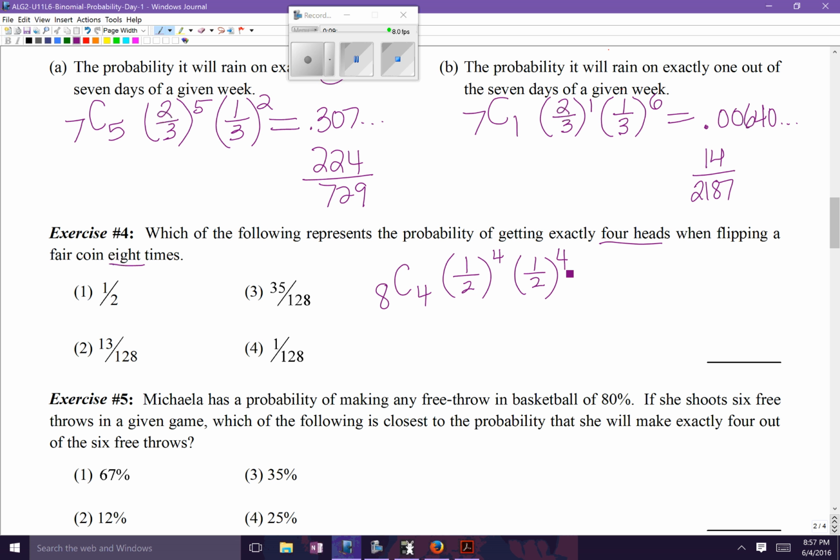And if you notice in all of these examples, the exponents, 4 plus 4 is 8. 1 plus 6 is 7. 5 plus 2 is 7. So your exponents will always total the number of trials, which kind of makes sense if you think about it. So if you put that in your calculator, and again, please be very careful when you're entering things into your calculator, you should get choice 3. 35 out of 128.